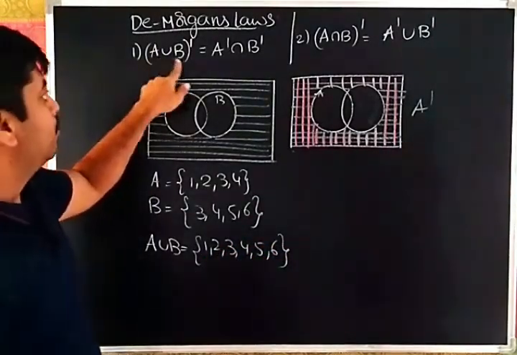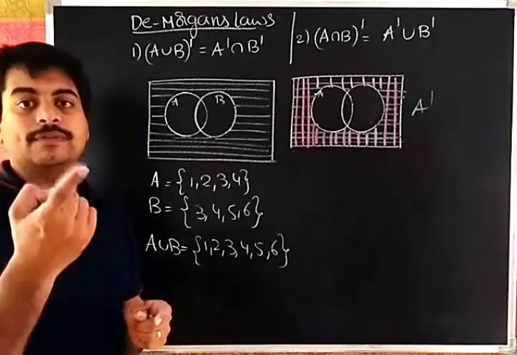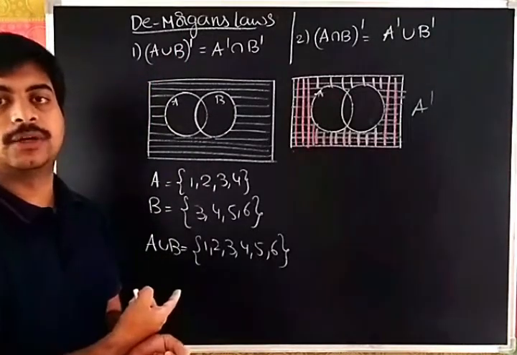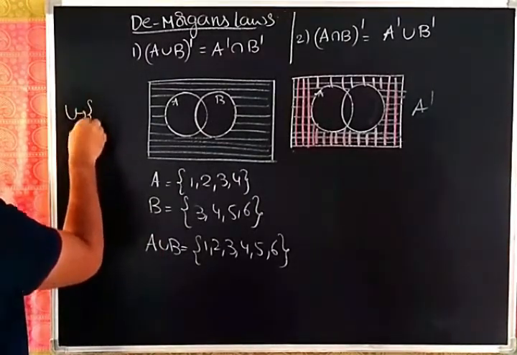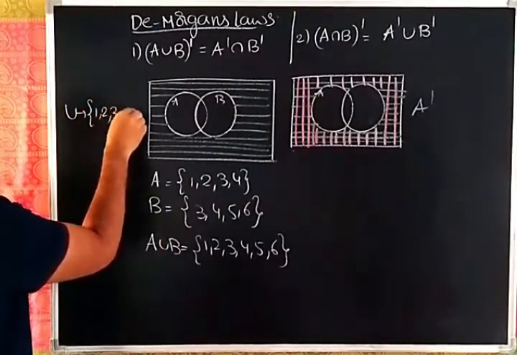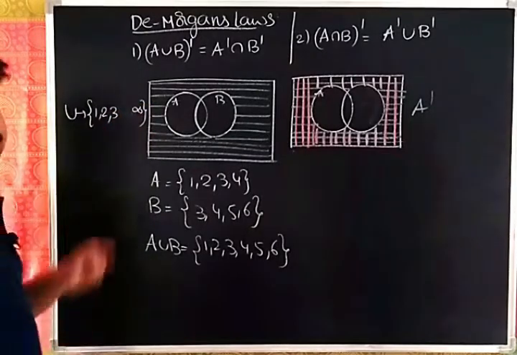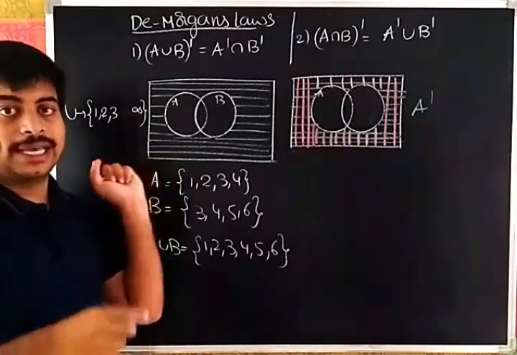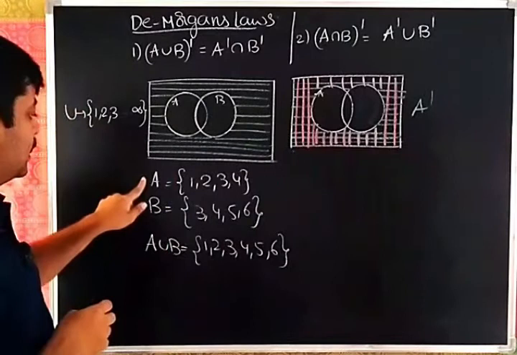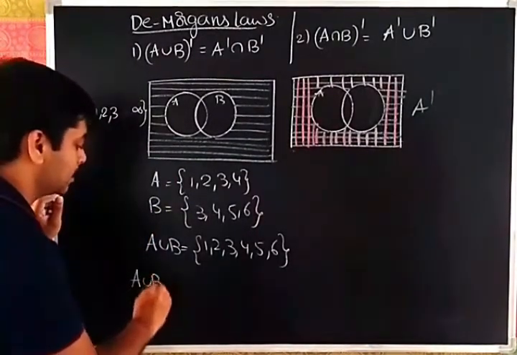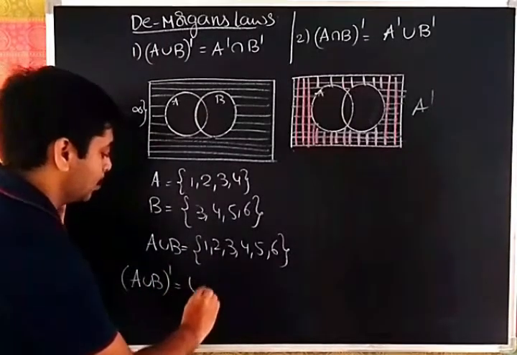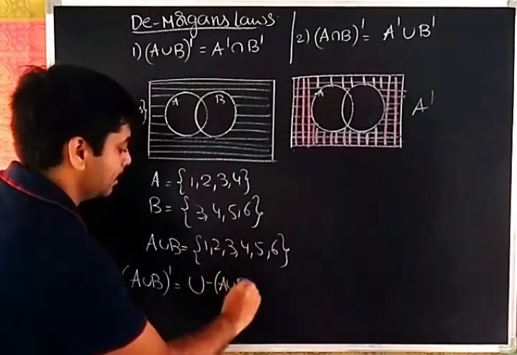Now A union B whole complement means there should be a universal set, but we didn't define that till now. I am giving you the universal set: it is the set of all natural numbers, 1, 2, 3, so on till infinity. So universal set is there, A is there, B is there, A union B is there. So A union B whole complement is equal to universal set minus A union B.